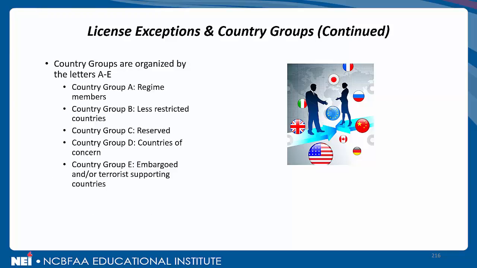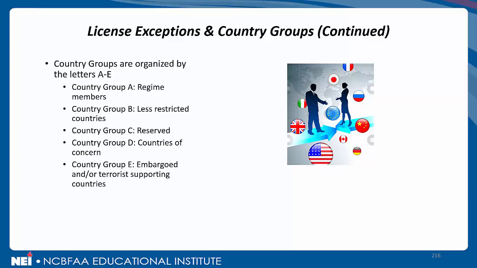So let's talk about the country groups specifically. They're organized by the letters A through E. Country group A are regime members. Hopefully you remember that term. We're going to refresh your memory in just one second. Country group B, less restricted countries. And although not emphasized in our previous examples, some of the license exceptions that we pointed out briefly in the ECCNs we've looked at had country group B references.